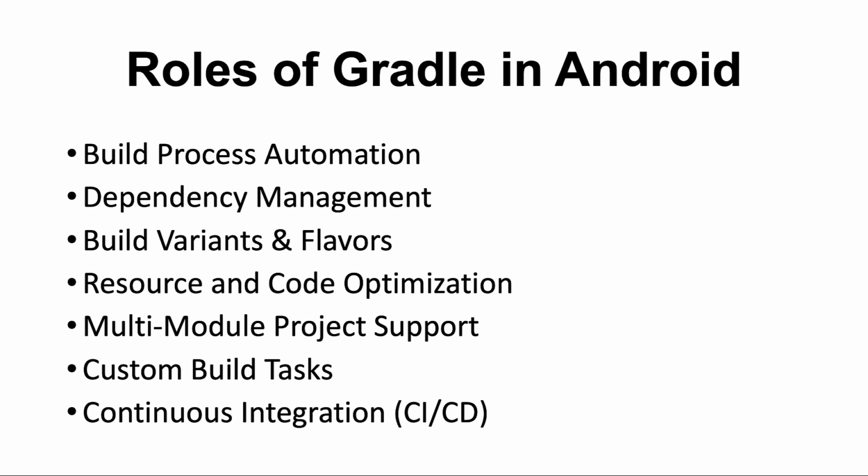The next one is resource and code optimization. Gradle helps optimize both resources (images, layouts, assets) and code (Java/Kotlin, dependencies) to reduce app size and improve performance. For code optimization, there are some main techniques such as code shrinking, removing unused code, code obfuscation, enhancing security, and code optimization, inlining, and dead code removal.